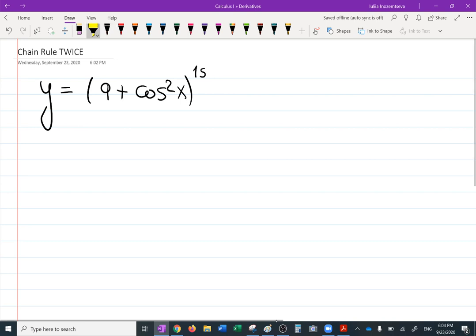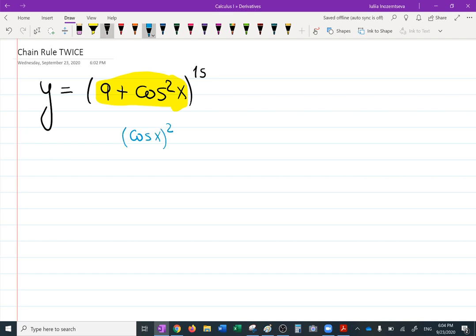Originally, I just see there is a function inside, 9 plus cosine squared, and it's raised to the 15th power. So it's the trigonometric function plus 9 inside of the polynomial. However, cosine squared itself is a chain rule as well. You might see it this way.